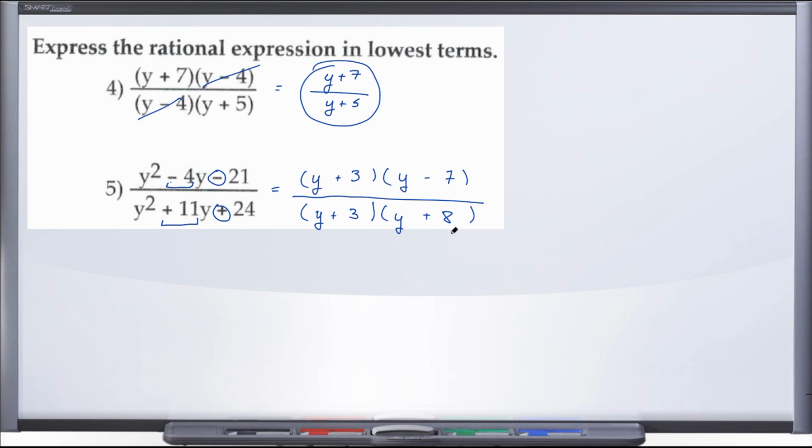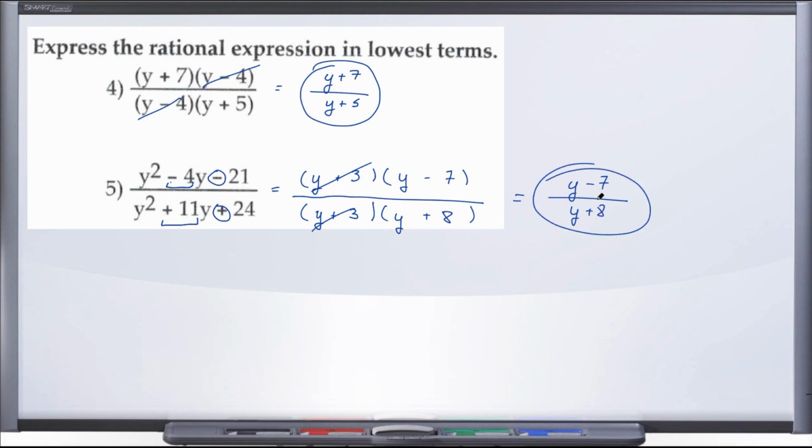a numerator and a denominator that have been fully factored, just like we were given originally in number 4. And now the fun part, we get to cross out like terms. We have a y plus 3 and a y plus 3, so that can go away. And y minus 7, well, I don't see a y minus 7 in the denominator, so this y minus 7 is going to stay. And looking at the denominator, y plus 8, no other y plus 8s to cancel, and so when we rewrite this expression in lowest terms, we're just left with y minus 7 over y plus 8, and there you have it. We can't do anything else with this.